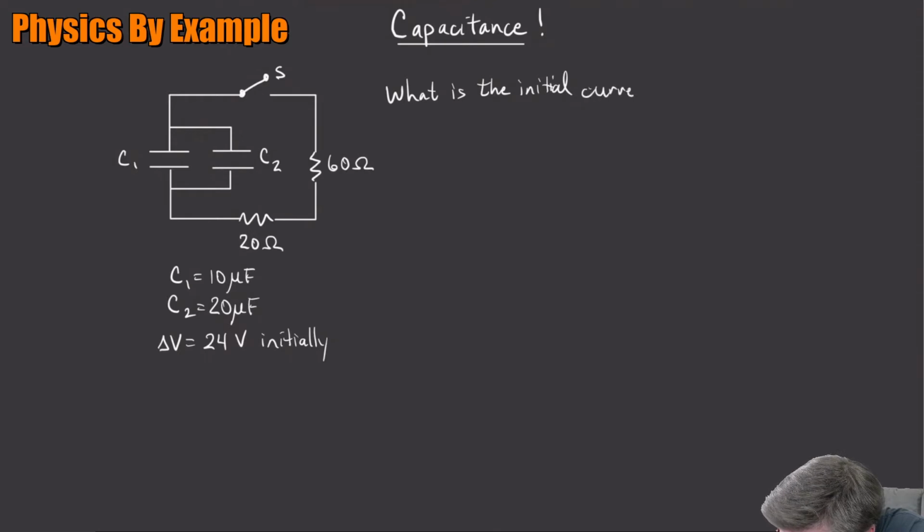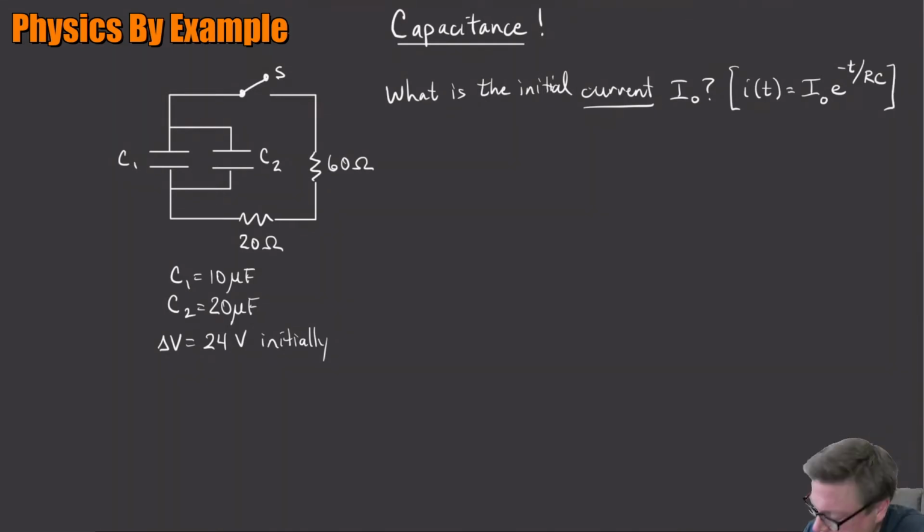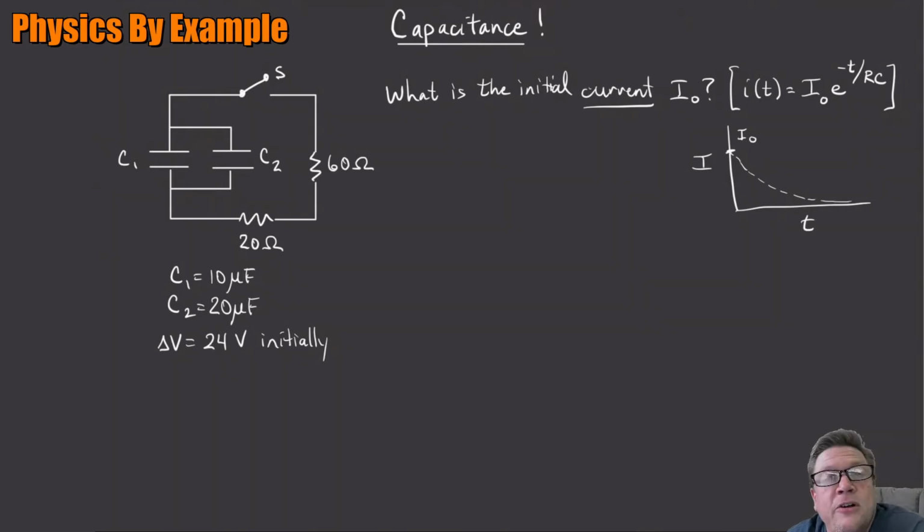The initial current. Sometimes that's called I naught. Because remember how the current behaves. The idea is that the current at some time is just going to be the initial current times e to the minus t over RC, right? It's an exponential decay. So if you graph it, if this is the current and this is the time, you start off up here at I naught, and then the current decays over time. It gets smaller because as the capacitors discharge, the current goes down.